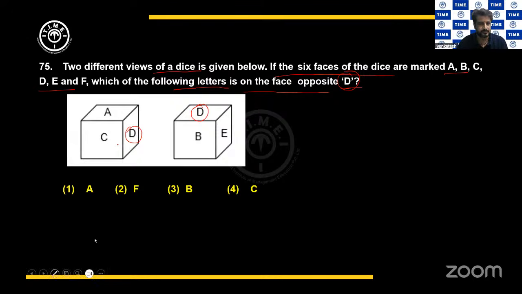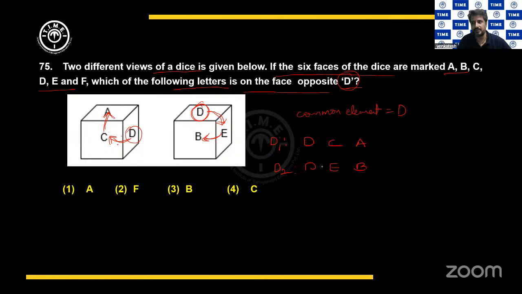When two views are given and only one common element is there, what is the simple method to solve? Write the elements in the clockwise direction, starting from the common element. The common element is D. So starting from D in dice 1, the clockwise direction after D is C, visible faces only: D, C, A. On dice 2, again from the same common element D, among the visible faces, clockwise direction: D, E, B.